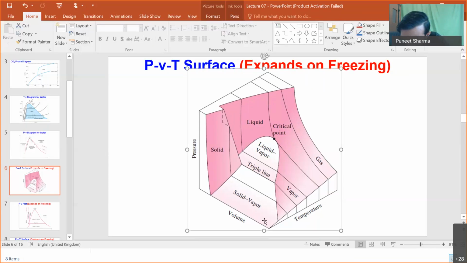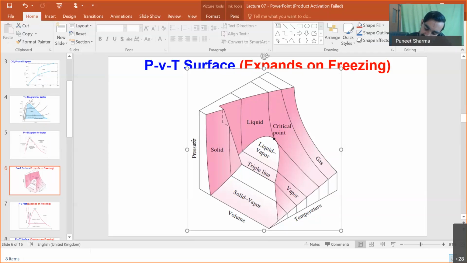And any line which will be parallel to this temperature axis and cutting at any arbitrary location on the volume axis, that will actually be my constant volume line.